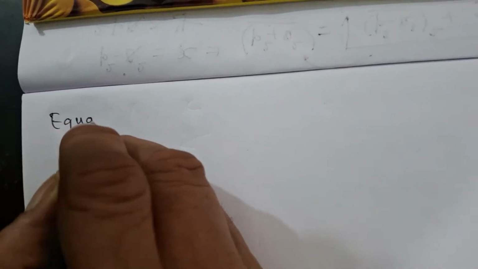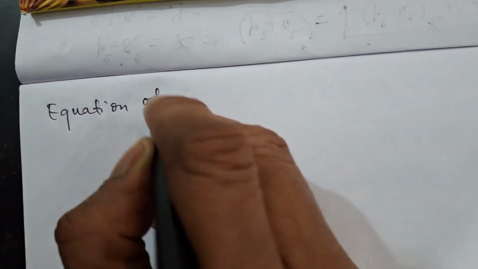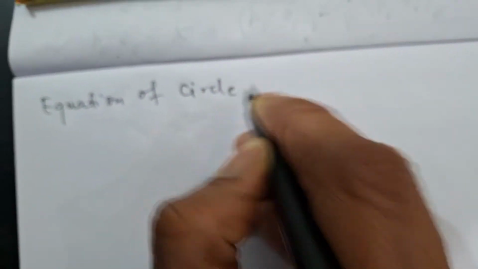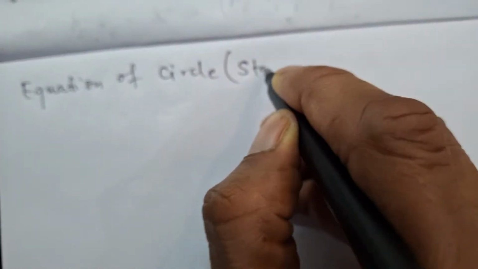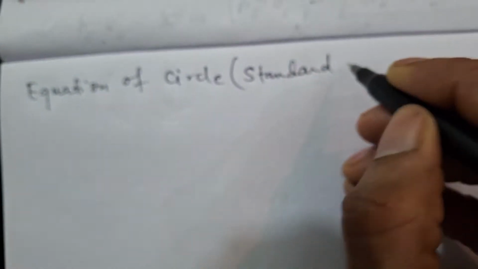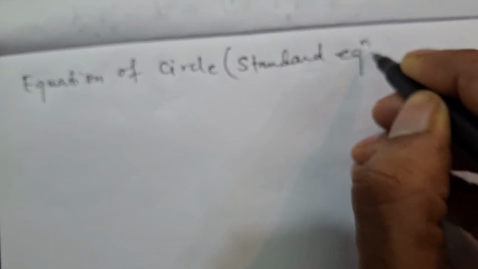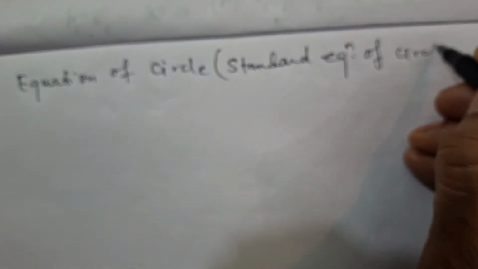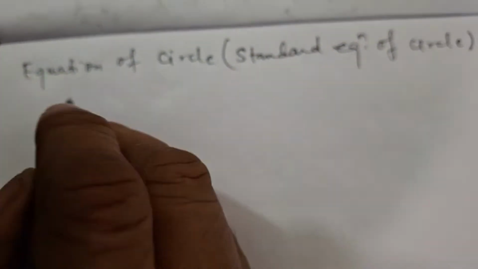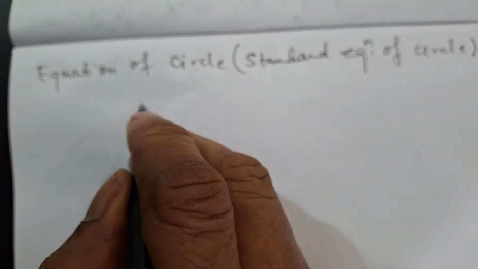So first we are discussing the equation of a circle, the standard equation. Suppose this is a circle.